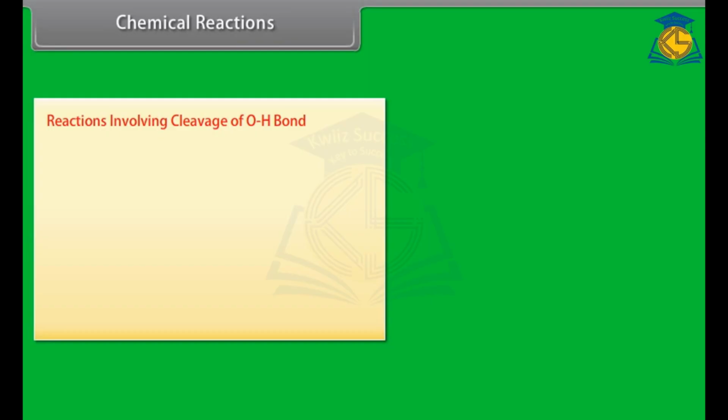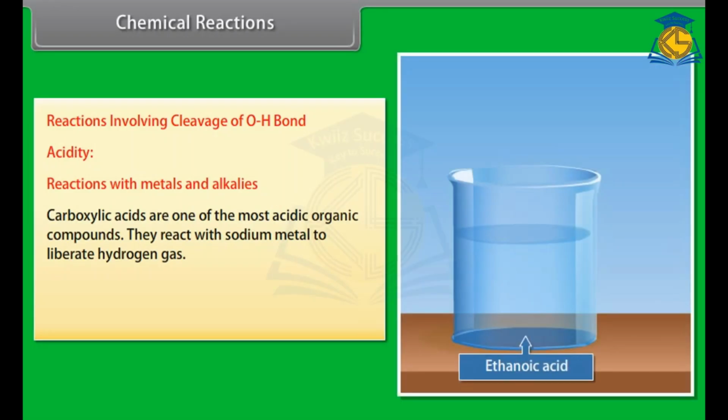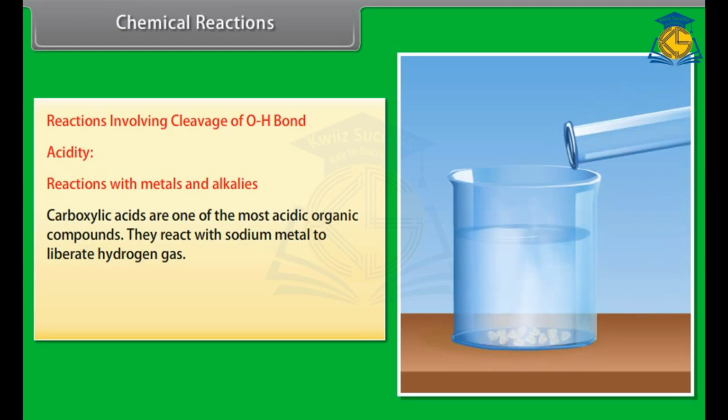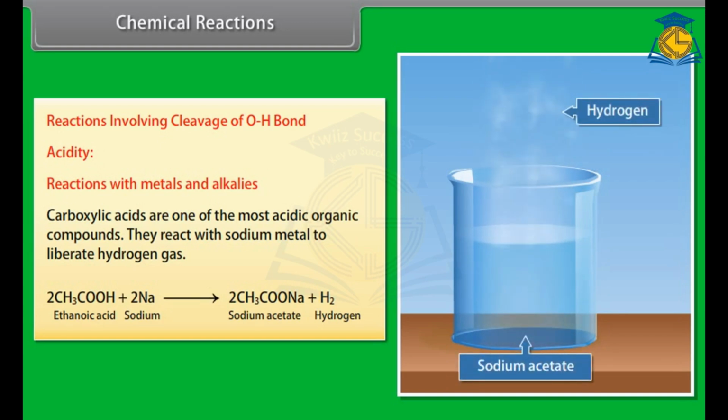Chemical reactions. Reactions involving cleavage of the OH bond. Acidity. Reactions with metals and alkalis. Carboxylic acids are one of the most acidic organic compounds. They react with sodium metal to liberate hydrogen gas. Sodium metal reacts with ethanoic acid and gives sodium acetate and liberates hydrogen gas.